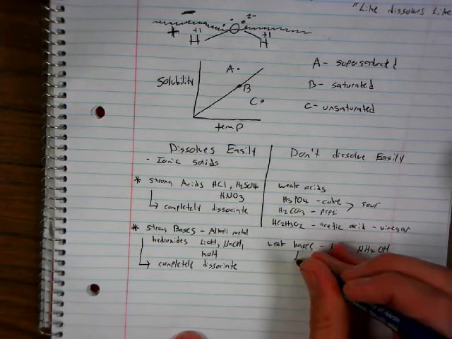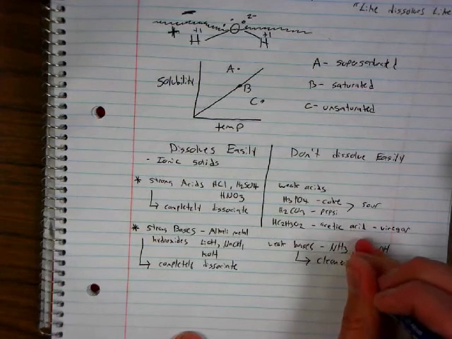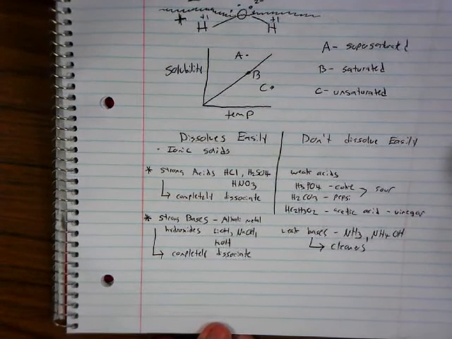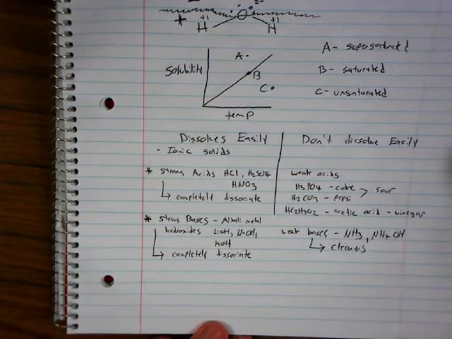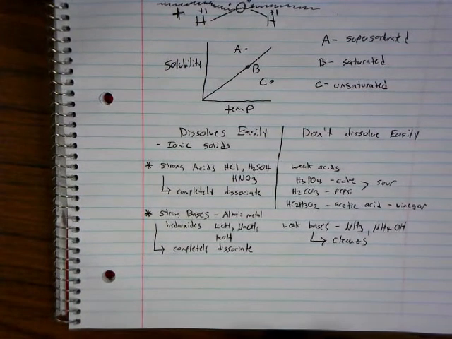Our weak bases are like NH3 or NH4OH. Our weak bases are usually cleaners. So these are what you're going to usually find in cleaners. Bleach has OH in it. NH3 is ammonia. Any farmers in here? Anybody live on a farm? Anybody know what NH4OH is? Well, you know the name. NH4OH is ammonium hydroxide. This is what we use to fertilize our fields.